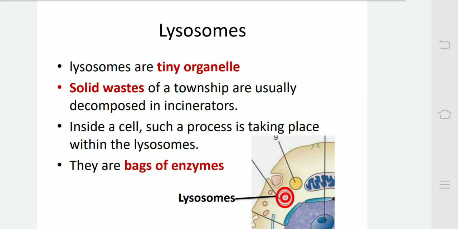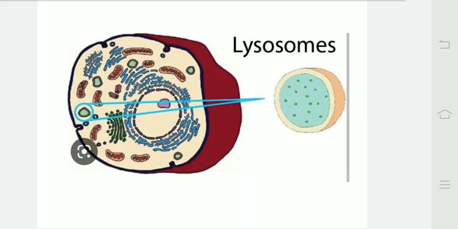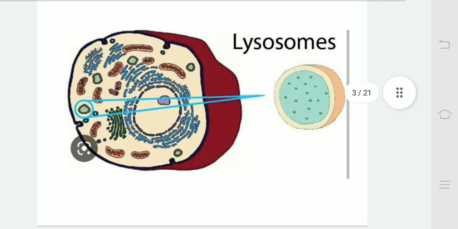Lysosomes were discovered in 1950 by René Dewey, who was awarded the Nobel Prize in the year 1974. Lysosomes are tiny organelles. Solid waste of a township is usually decomposed in incinerators. Inside a cell, such a process takes place within the lysosomes. In this diagram, we can see that there are tiny lysosomes.